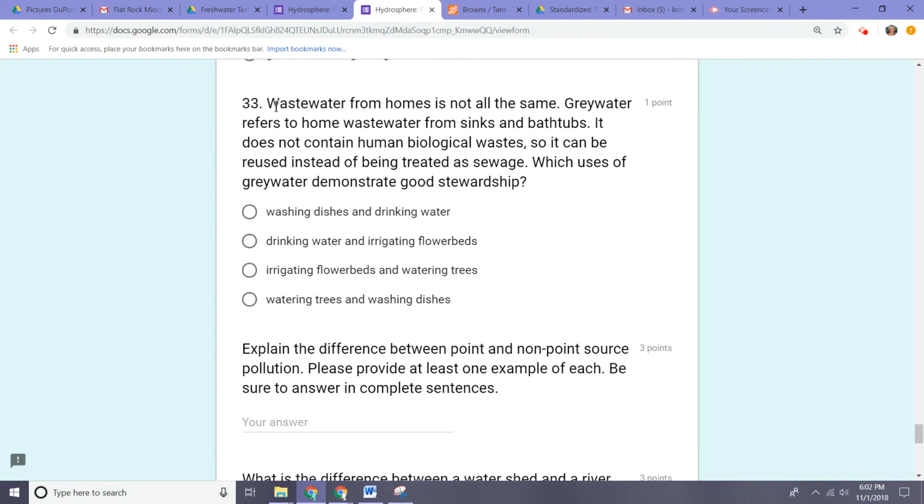Number 33. Wastewater from homes is not all the same. Gray water refers to home wastewater from sinks and bathtubs. It does not contain human biological wastes, so it can be reused instead of being treated as sewage. Which uses of gray water demonstrate good stewardship? Washing dishes and drinking water, and irrigating flower beds, and watering trees, and washing dishes.